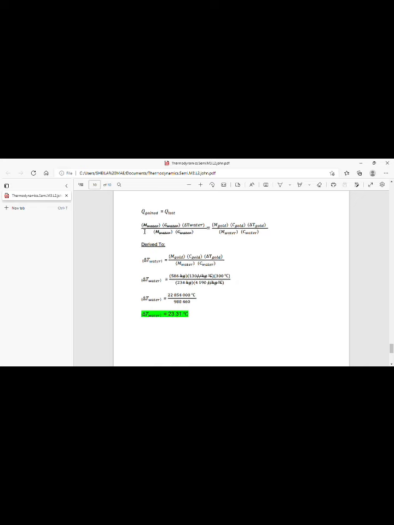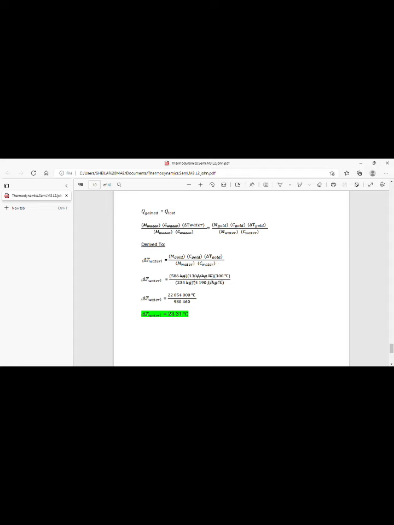Q gain, Q lost, and then same also the process. Cancel out the one that we are not going to use, because the missing here is the change in temperature of the water. Derive to: change in temperature of the water is equal to the mass of gold, specific heat of gold, the change in temperature of gold, over the mass of water times the specific heat of the water.